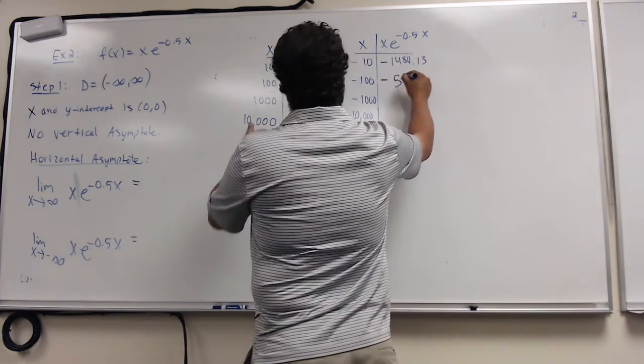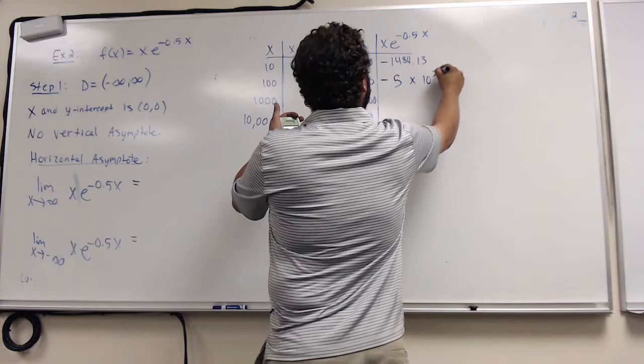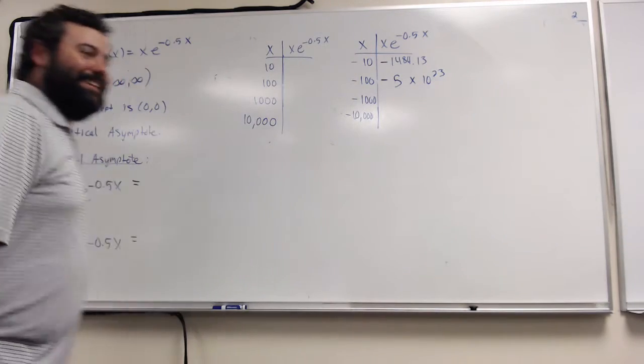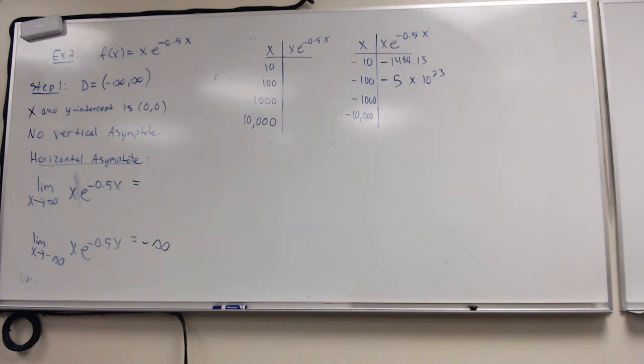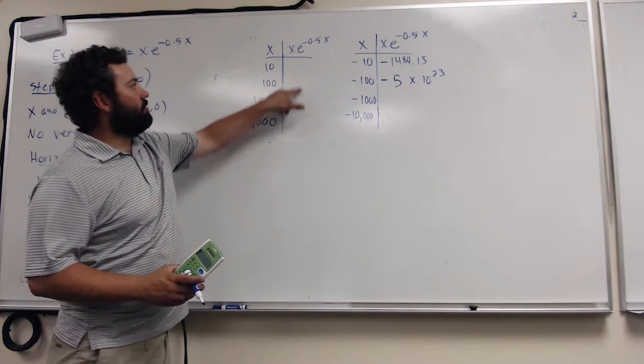Well, that's getting big quick. I think that one's pretty easy to see is going to be minus infinity. You start plugging more and more negative numbers in, it just starts getting ridiculously large. My guess is that this limit's going to be 0.